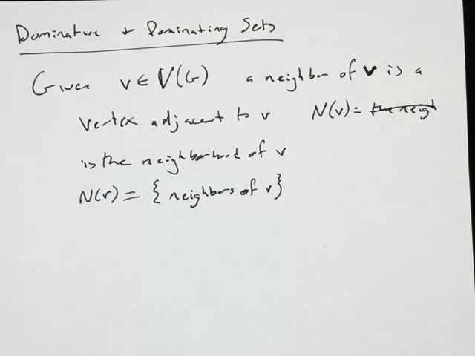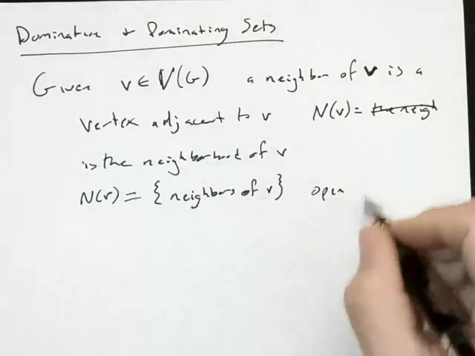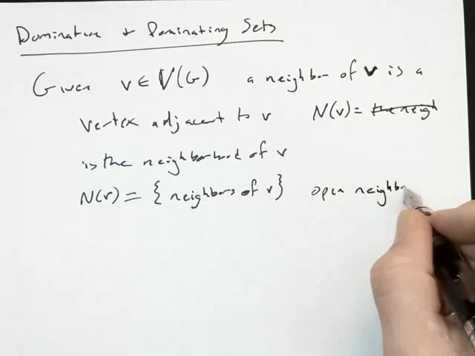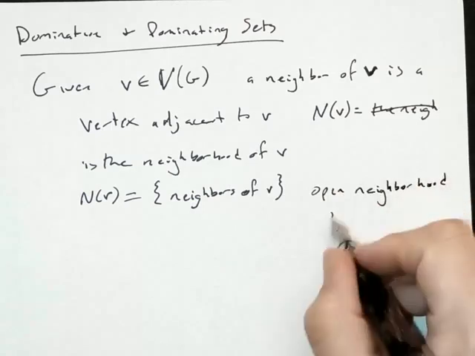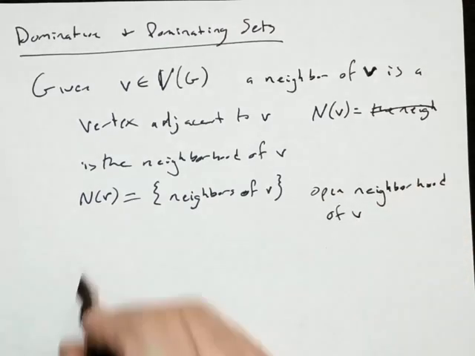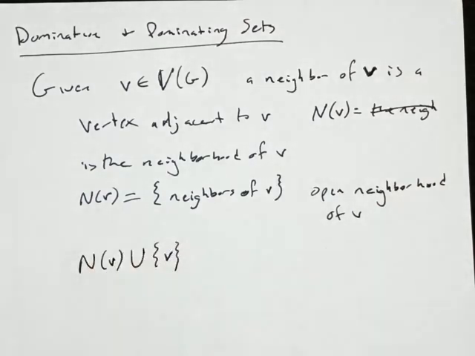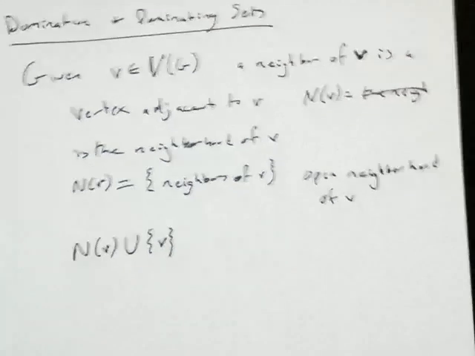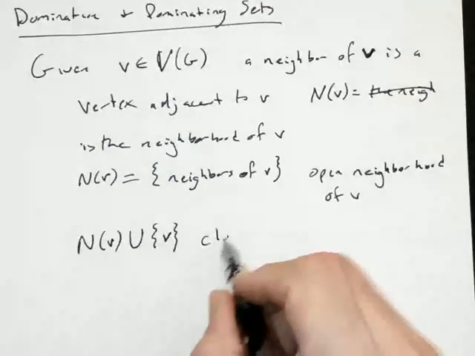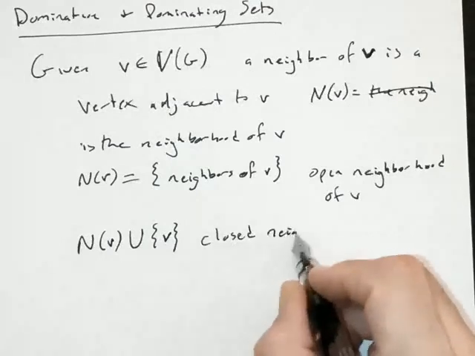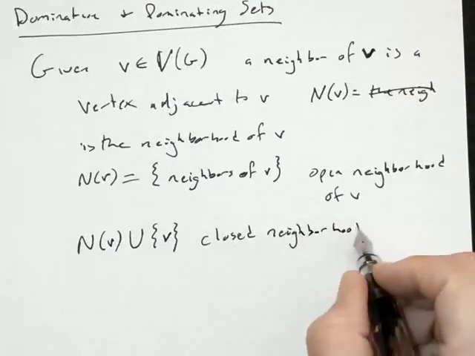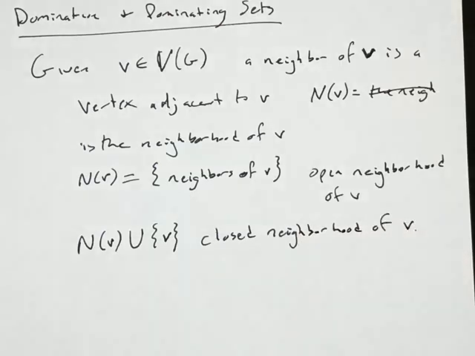V is not its own neighbor. There's no edge from V. We're in a simple graph, no loops. So I'm going to make a note here, and I'm going to call this the open neighborhood of V. And if I include V, that's a closed neighborhood. Okay.